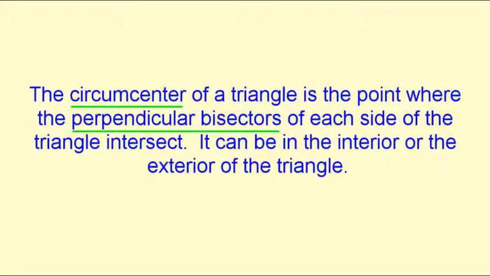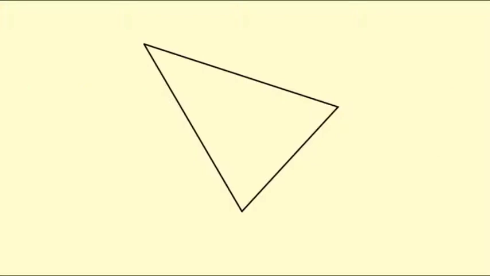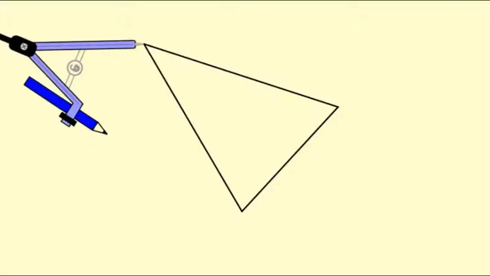The circumcenter of a triangle is the point where the perpendicular bisectors of each side of the triangle intersect. It can be in the interior or the exterior of the triangle. To find the circumcenter of this triangle, we need to construct the perpendicular bisectors of all the sides. If you need help with perpendicular bisectors, please watch the earlier posted video.